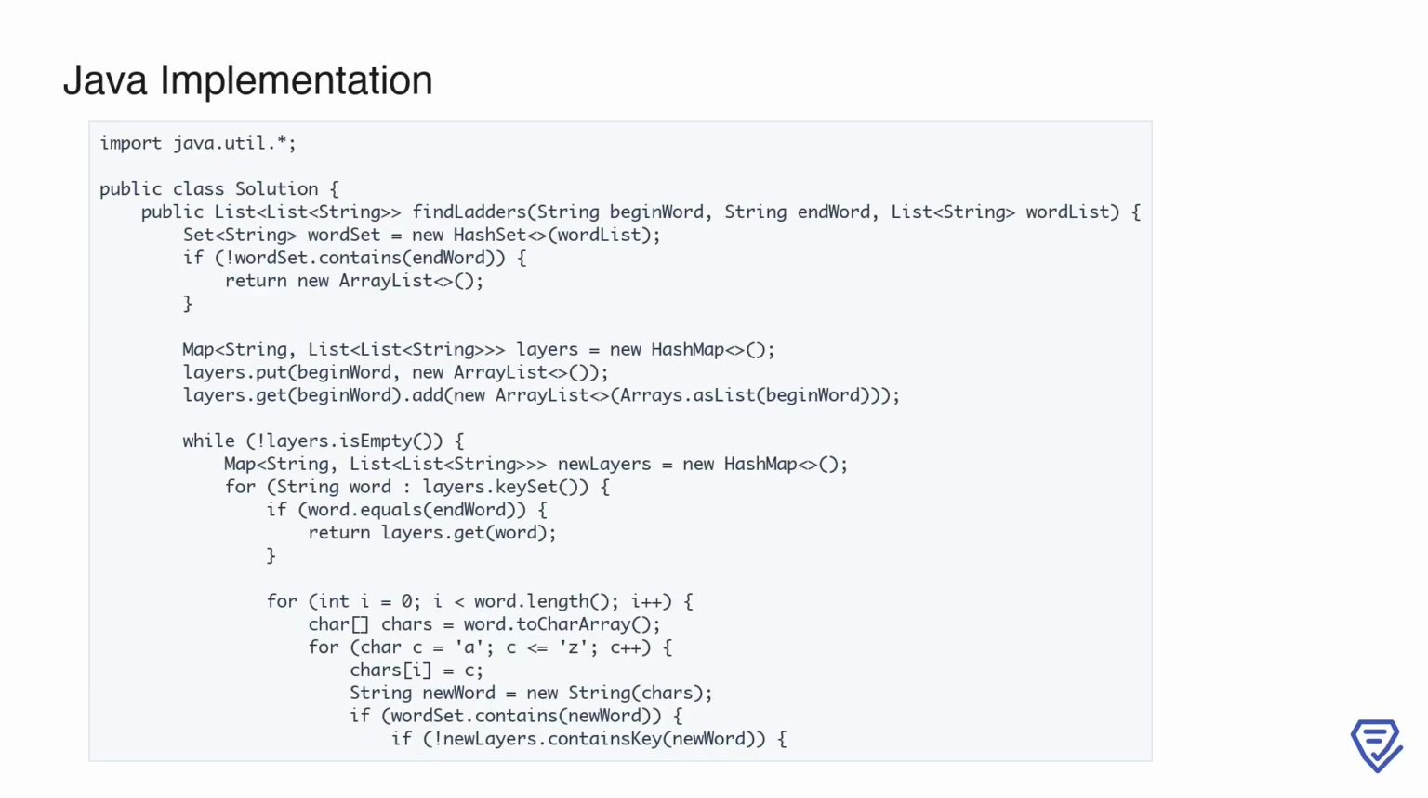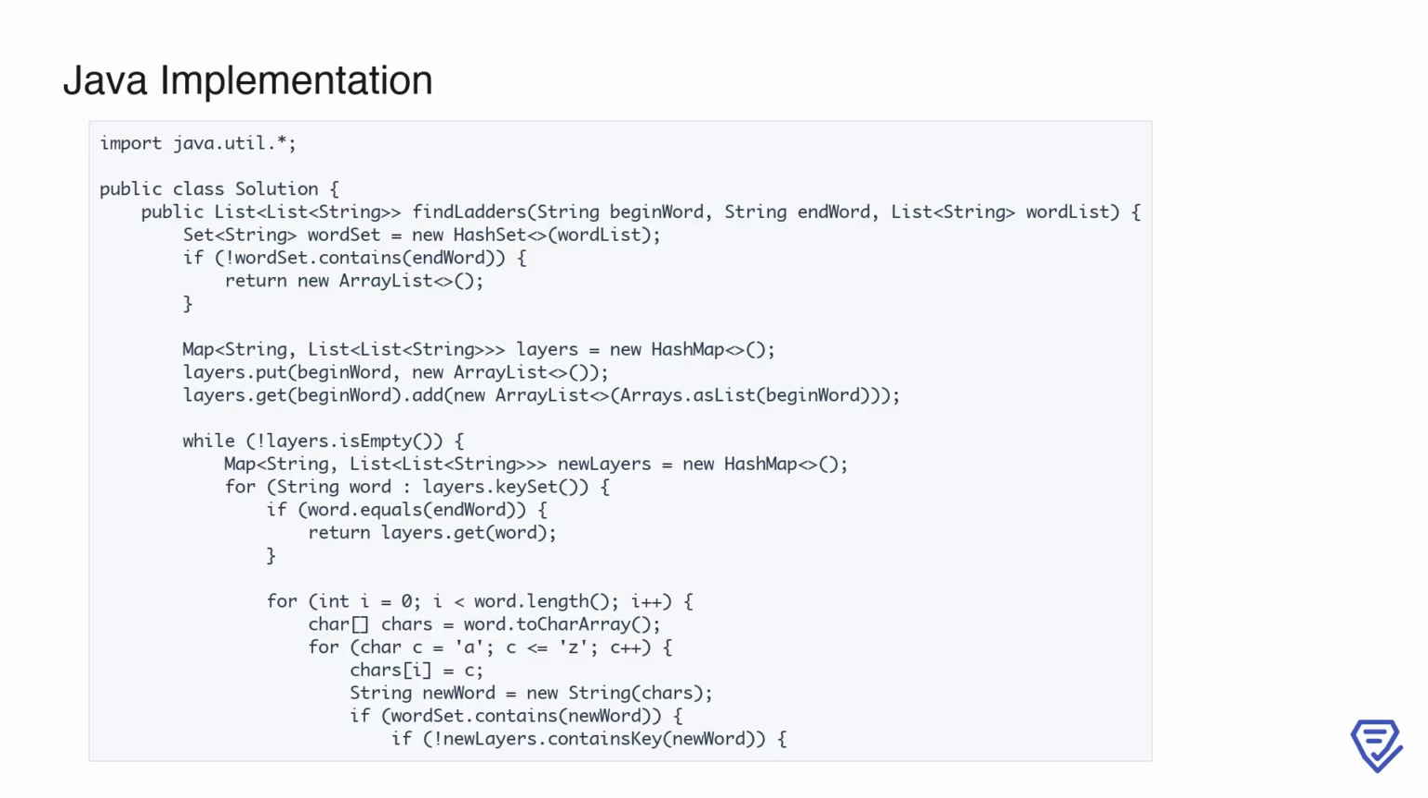Here, we start with the Java implementation for solving Word Ladder 2. First, we import the necessary libraries, including Java's utility collections. The method findLadders takes 3 parameters: the starting word, the target word, and the word list. We begin by converting the word list into a hash set for fast lookups. If the end word is not in the set, we can directly return an empty list since no transformation is possible.